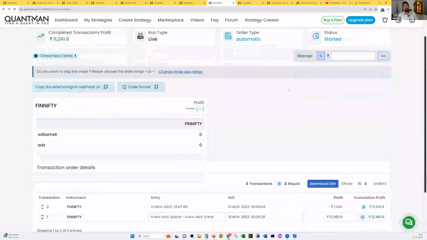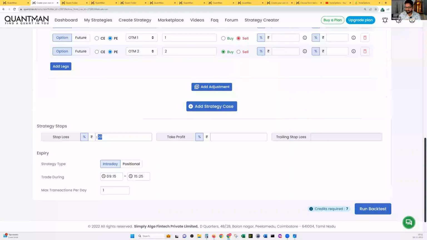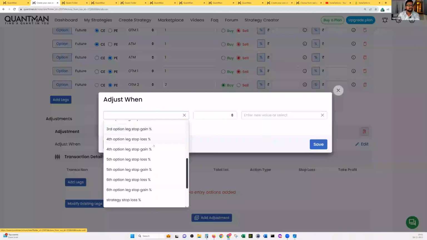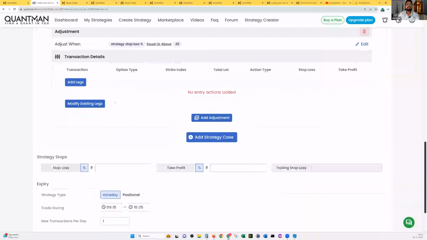So now, I want to exit the trade instead of my strategy stop loss of giving 20%. Instead of touching the nose like this, I want to take my hand like this and touch my nose. How can I do this with adjustments? It's simple. Just click over here and I say my strategy stop loss percentage is equal to or above 20%. I'm going to click on modify existing leg.